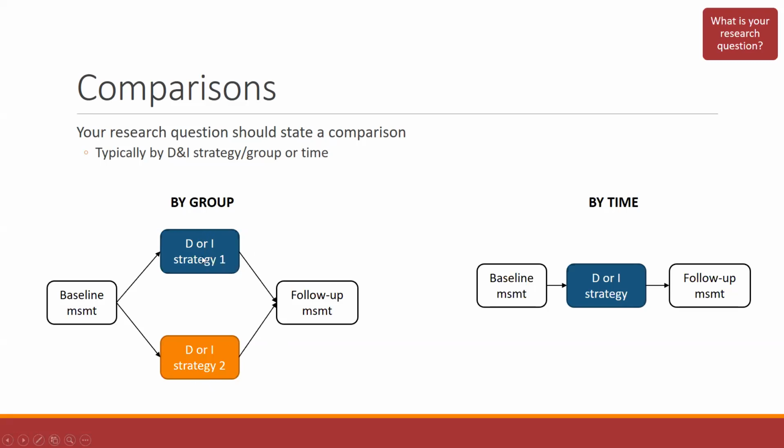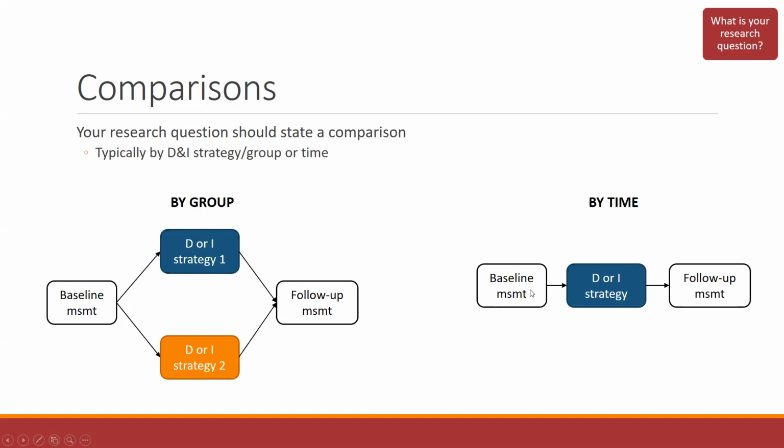Maybe they get something versus nothing. Maybe they get thing A versus thing B. And you assess these groups before and after they receive these strategies. Typically that's how it happens, and you're looking at the contrast between the two groups. Implicit there is that you're also looking by time.